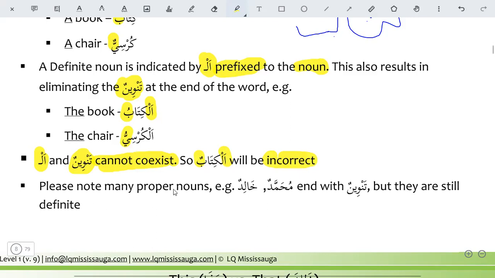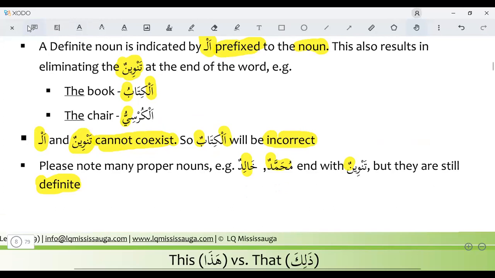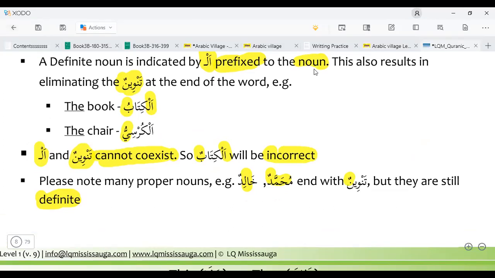Please note that many proper nouns, like Muhammadun and Khalidun, have tanween, but they are still definite, ma'rifa. Proper nouns are always ma'rifa. Okay, this one we have already learned in our previous lessons. Now we go to our lesson.